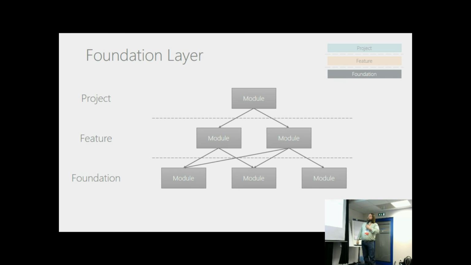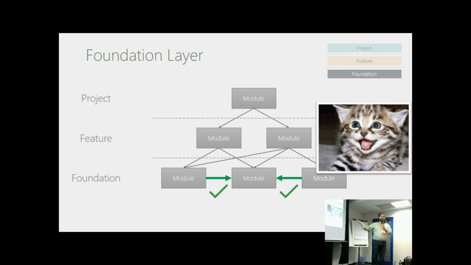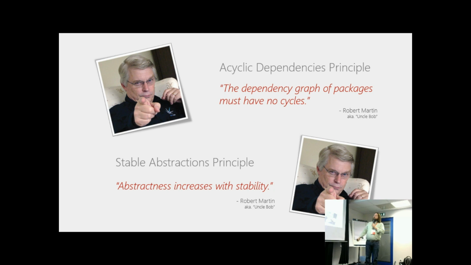Okay. So here I brought this depiction back up. If we were to create a dependency between modules in the foundation layer, we already found out that it's not a good idea to do it between modules in the feature layer. But if we have dependencies between modules in the foundation layer, is this good or bad? This is actually good, because these are the most stable modules in your solution. As long as you are following these two principles, then relationships or dependencies between modules in the foundation is okay.